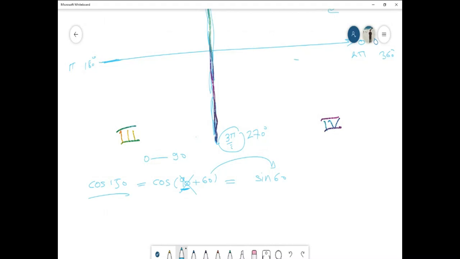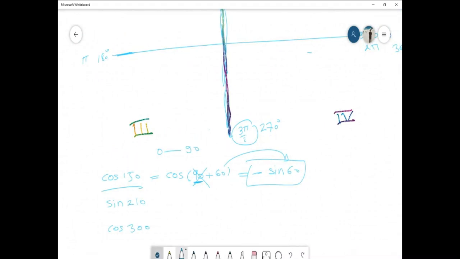60. About the sign, I look at the first form of this term. It is cosine 150. Cosine 150 is in the second section, and there cosine was negative. In the second section, only sine was positive, cosine was negative. That means it will be negative. That easy.